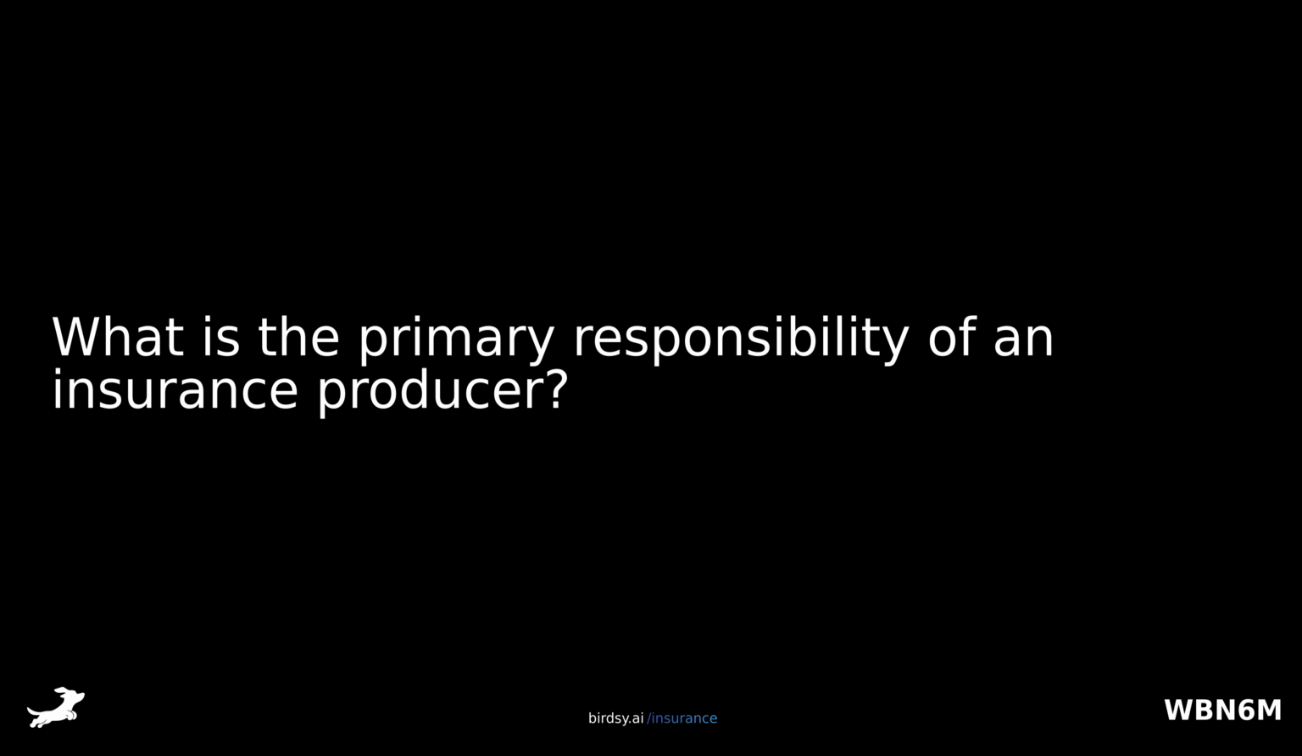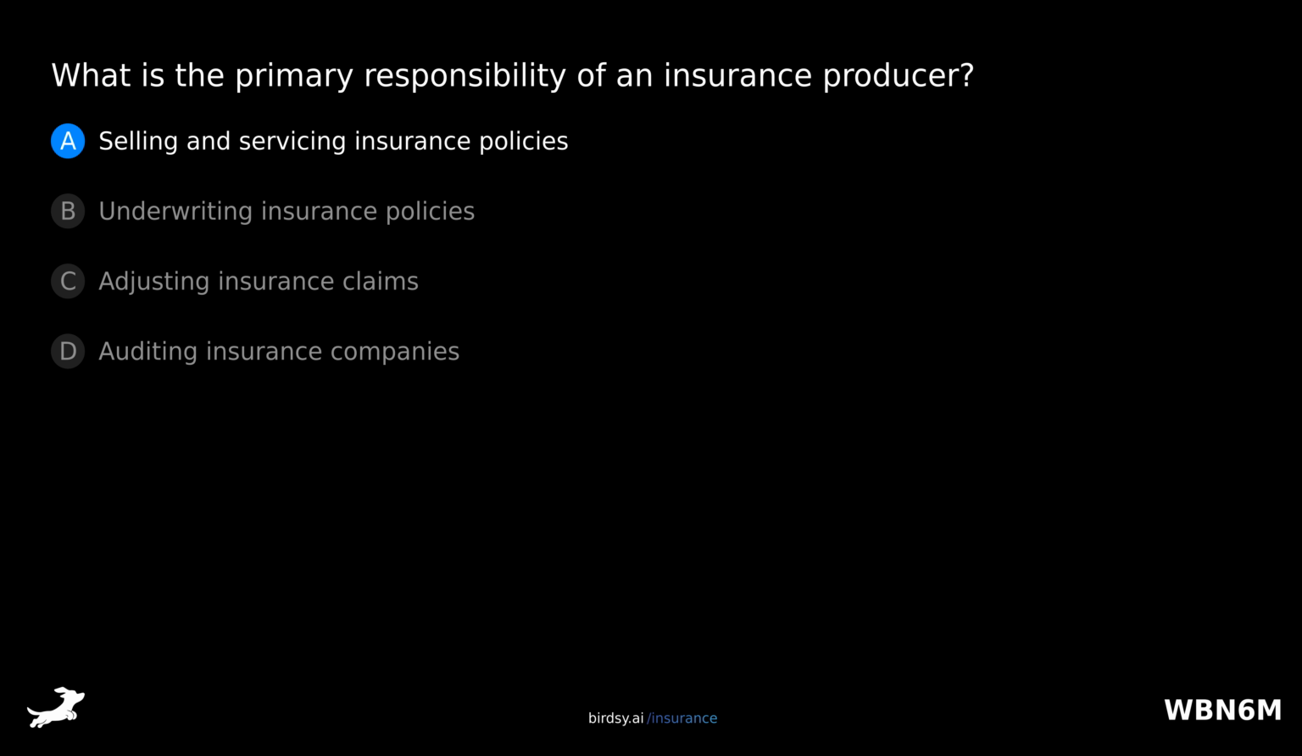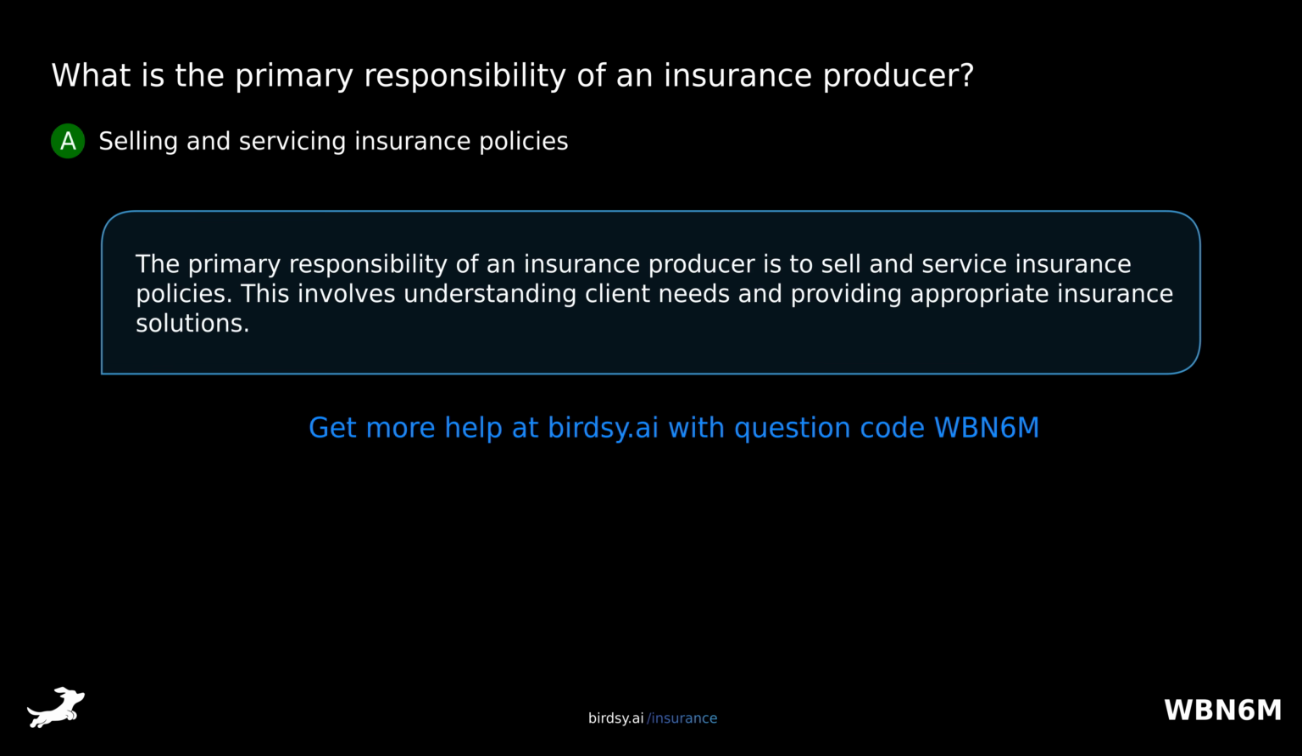What is the primary responsibility of an insurance producer? Is it A, selling and servicing insurance policies, B, underwriting insurance policies, C, adjusting insurance claims, or D, auditing insurance companies? The answer is A, selling and servicing insurance policies. The primary responsibility of an insurance producer is to sell and service insurance policies. This involves understanding client needs and providing appropriate insurance solutions.